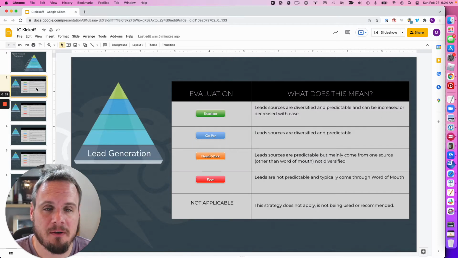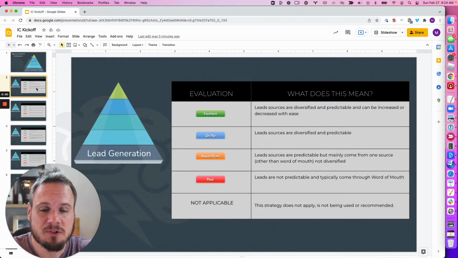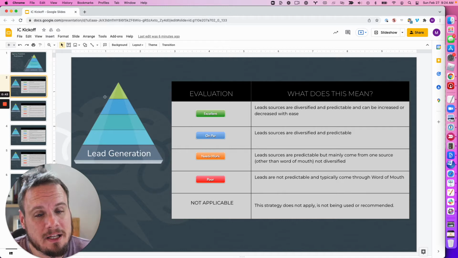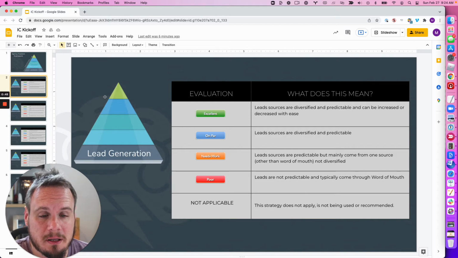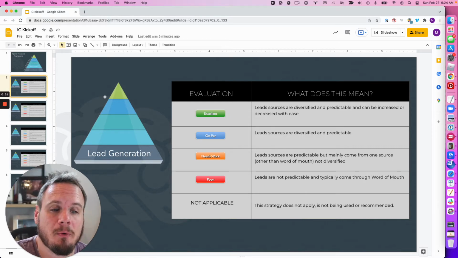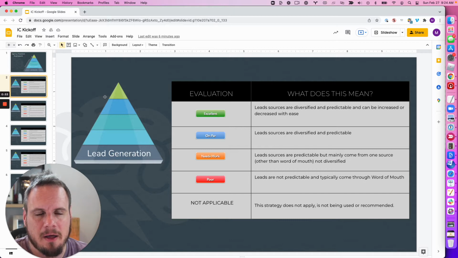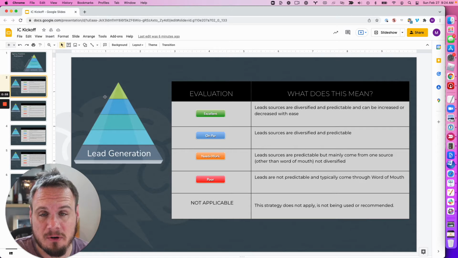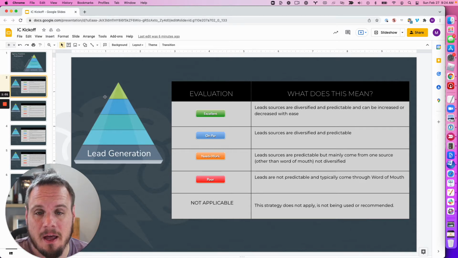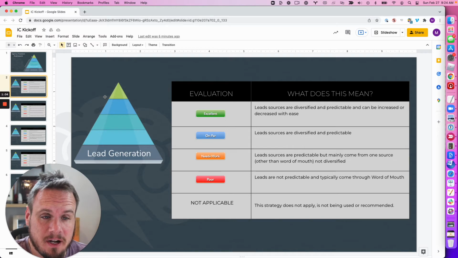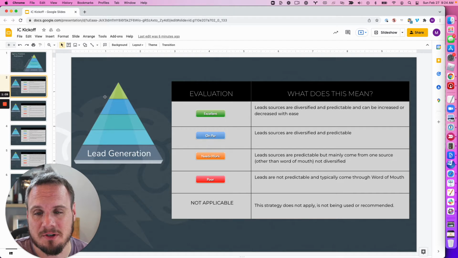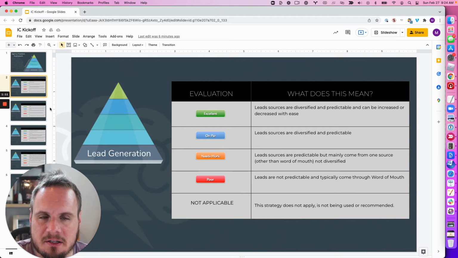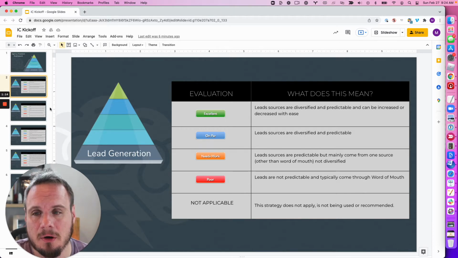All right. Okay, first one, let's look at lead generation. We'll start from the bottom, which would be poor. Leads are not predictable and typically come through word of mouth. Needs work would be lead sources are predictable, but mainly come from one source other than word of mouth, and they're not diversified. On par would be lead sources are diversified and predictable. And then excellent is lead sources are diversified and predictable and can be increased or decreased with ease, so you have control over how much is coming through. Go ahead and select which one is the most like your current situation.